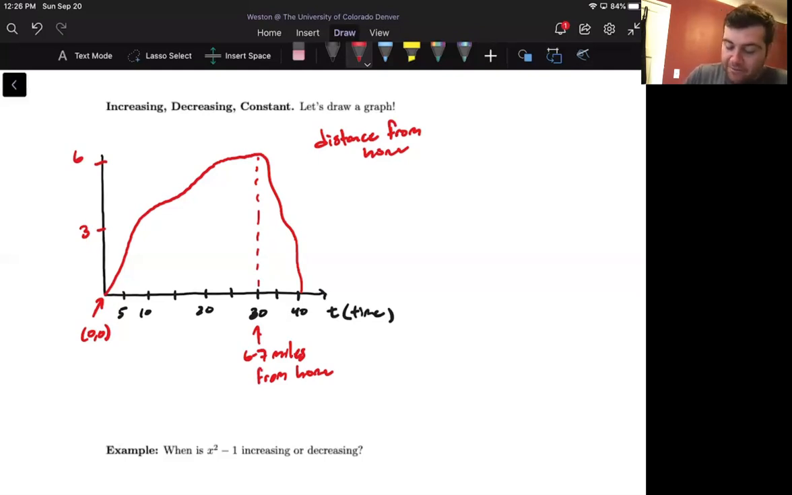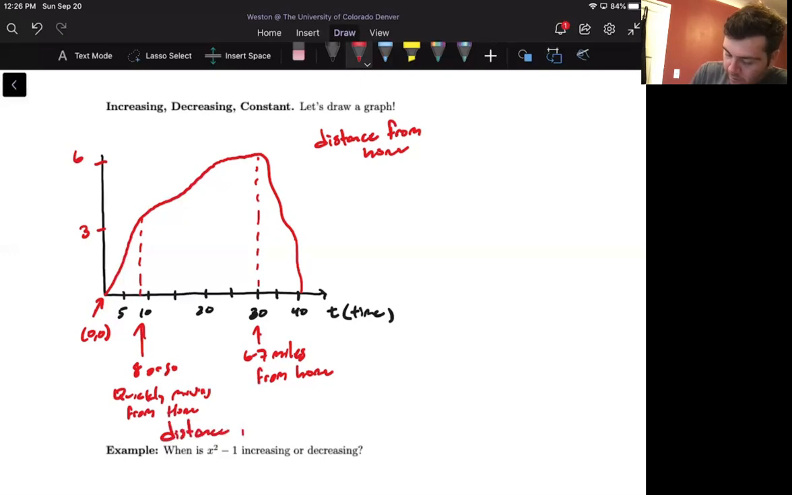So in the first 8 or so minutes, you're quickly moving away from home. And you would say that your distance from home is increasing. Which makes sense. As time moves on, you're getting further from home, so the distance you are from your house is increasing.